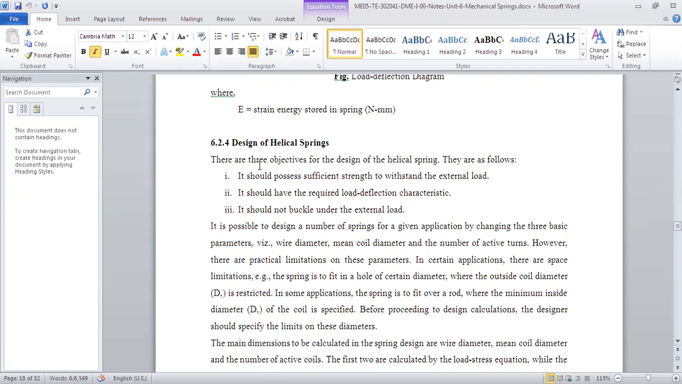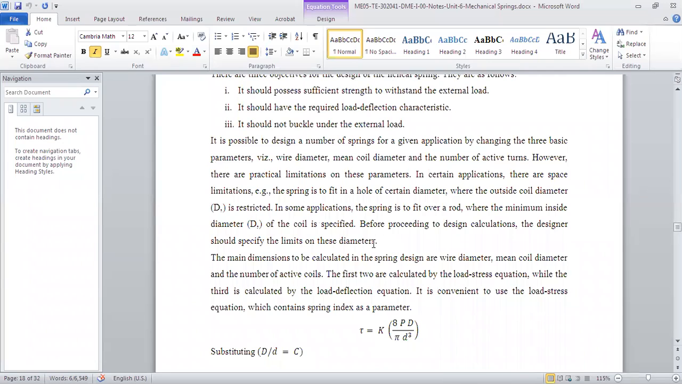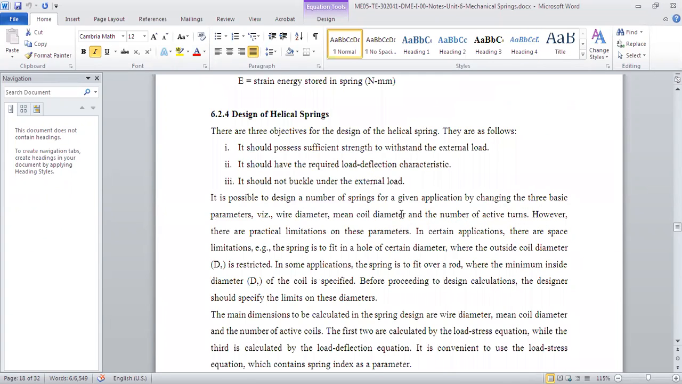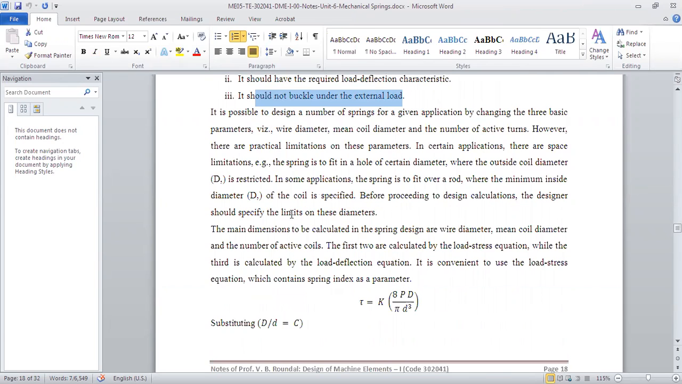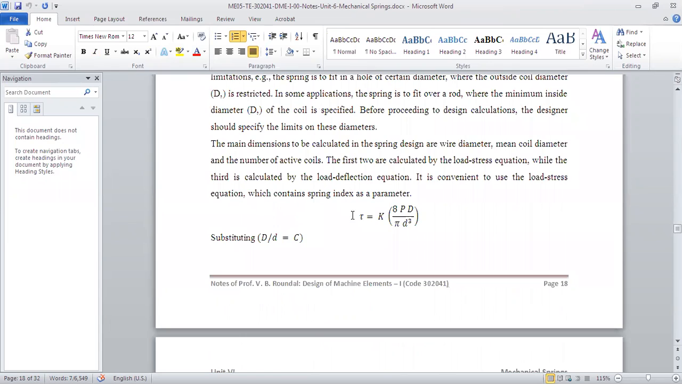Sometimes, if that is the case, we will use a guide. We'll have a rod at the center or on the sides so that the spring will not buckle. If the length of the spring is large, then buckling of the spring might happen. So by using guides, we avoid buckling, and we use this in real-life scenarios. The shear stress in the spring is given by 8 P D upon pi d cube.